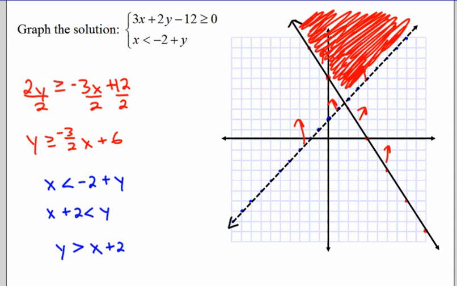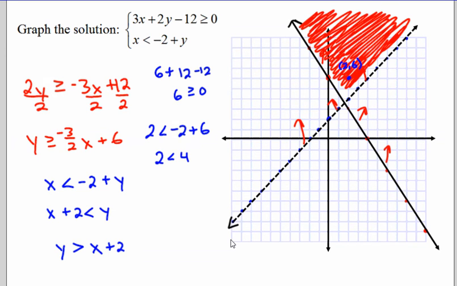If I want to check it, maybe I'll come over here, 1, 2, 1, 2, 3, 4, 5, 6. The point (2, 6) is in there. So if I put 2 in for x, I'll get 3 times 2 is 6, plus 6 for y, 2 times 6 is 12. If I subtract 12, I get 18 minus 12, I get 6. That's greater than or equal to 0. So that one's true. The second one, if I put 2 in for x, is that less than -2 plus y, which is 6? Well, 2 is less than 4. So I like my answers.